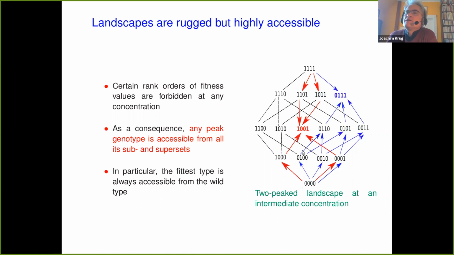This is a schematic for a landscape with two peaks. If we look at this red genotype here, which is a peak, then this has subsets. Subsets are genotypes that contain a subset of the mutations. So in this case, this would be one subset and this would be one subset. And the all-zero genotype is of course always a subset. And you see that all of these are accessible. So this landscape has a curious structure, in the sense that it is very rugged, but at the same time, it's actually rather easy to evolve to the peaks. And at any concentration, the fittest type is always accessible from the wild type.